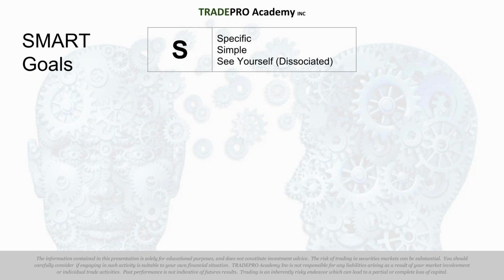Because now your brain says, I want that. I want that guy. I see myself as being that guy. Now let me create it so I get a first-hand experience. Right? So all of your goals start by being dissociated, specific and simple.